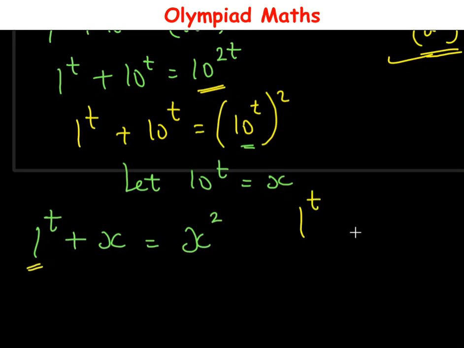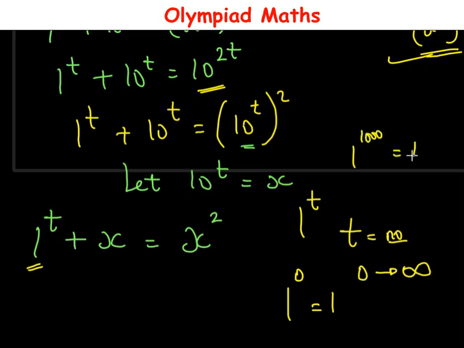Now let's assume that t is a real number that ranges from 0 up to infinity. Now, let's say t is 0, 1 raised to power 0 is equal to 1. In fact, 1 raised to power 1000 is equal to 1. 1 raised to power 9999 is equal to 1. This means that if we assume that t is a real number and then we raise 1 to any number, what you will still get is 1. So that means that 1 raised to power t, assuming that t is a real number, the value that you will get is still 1.